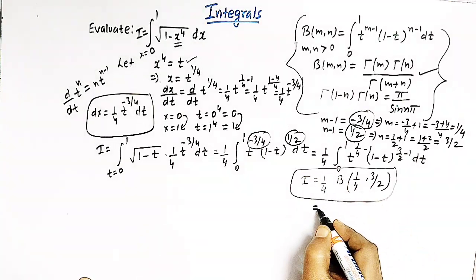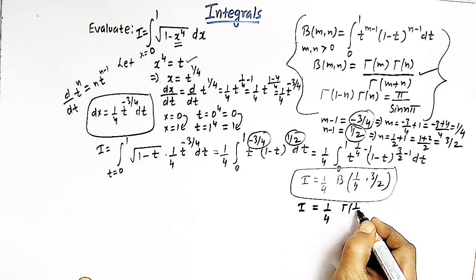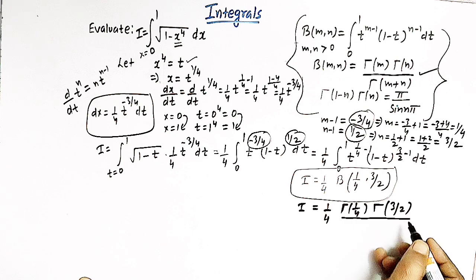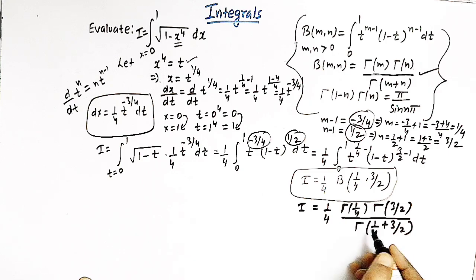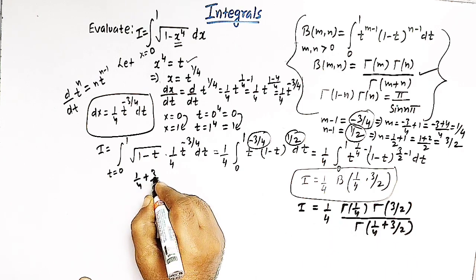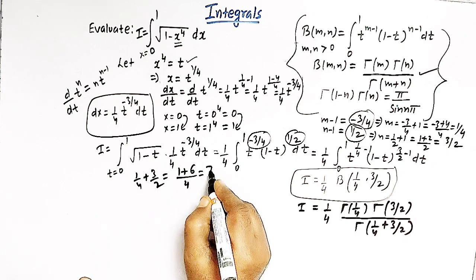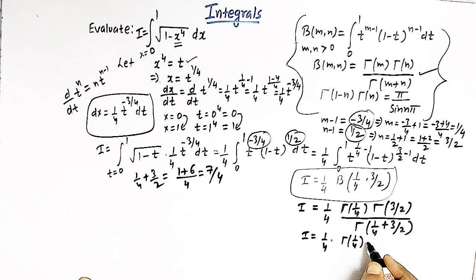So now we can write this integral I as 1 over 4. Then we have gamma 1 over 4, and then we have gamma 3 by 2, and in the denominator we have gamma 1 by 4 plus 3 by 2, right? Now 1 over 4 plus 3 by 2 can be written as, taking the LCM 4, 1 plus 6, so this is 7 over 4. So now we can write this integral I as 1 over 4 gamma 1 over 4 times gamma 3 by 2 divided by gamma 7 over 4.